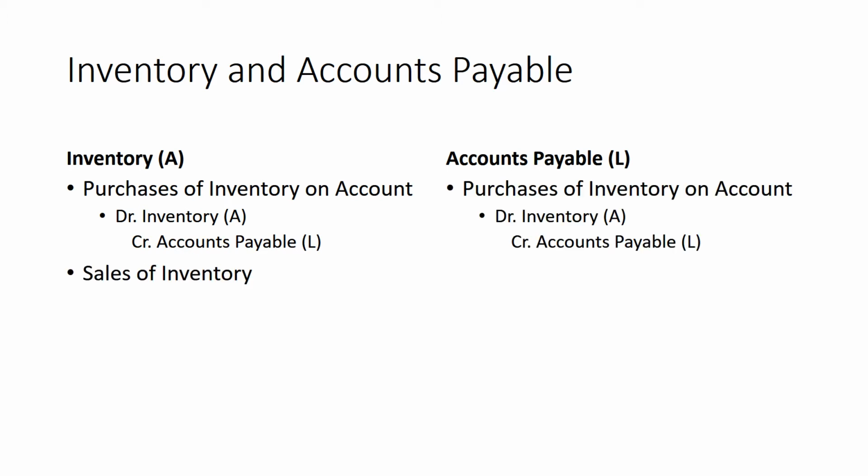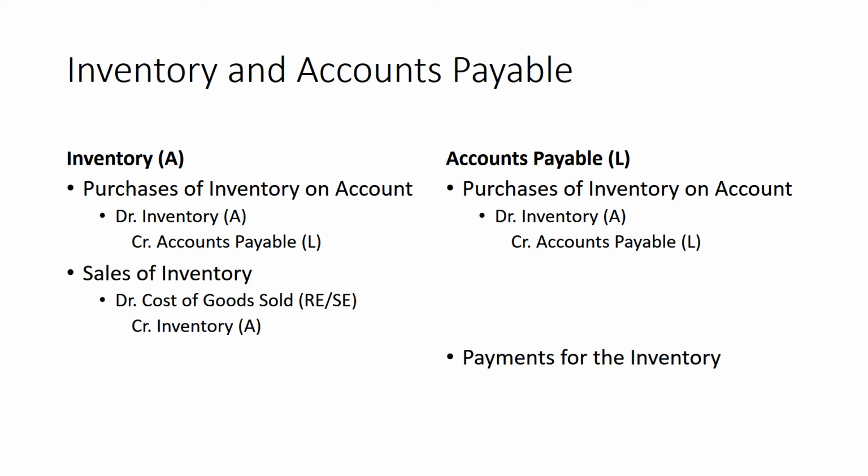When the firm sells inventory, their inventory is going to go down, so we'll credit inventory. And we will debit the inventory expense account, and this has a very specific name called cost of goods sold. When firms make payments to their suppliers, their cash is going to go down, so we credit cash. And now they have less obligations, so we'll debit accounts payable.